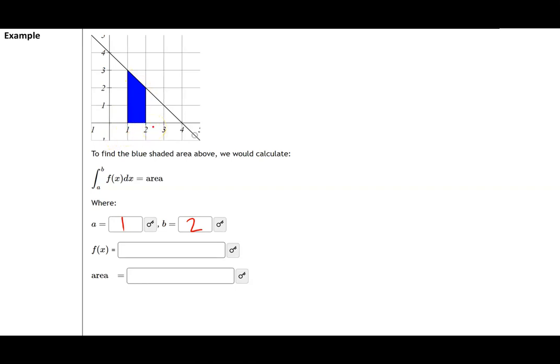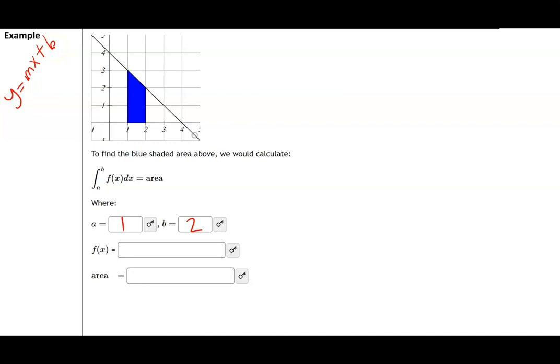We want to next know what is this function f of x. Well, this function is a line, as you can see. And if you recall, the equation of any line is given by y equals mx plus b, where m is the slope and the b is the y-intercept.